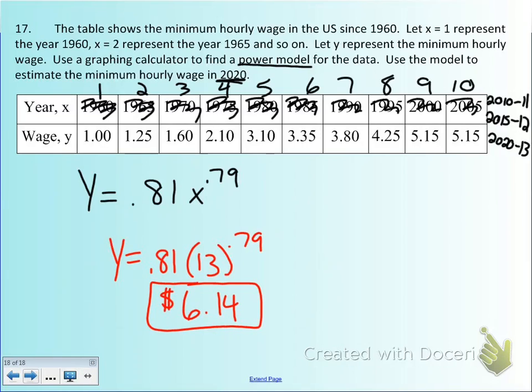Now, that is the review for our Unit 7 test. Yay! You have completed it. Good luck tomorrow on our test.